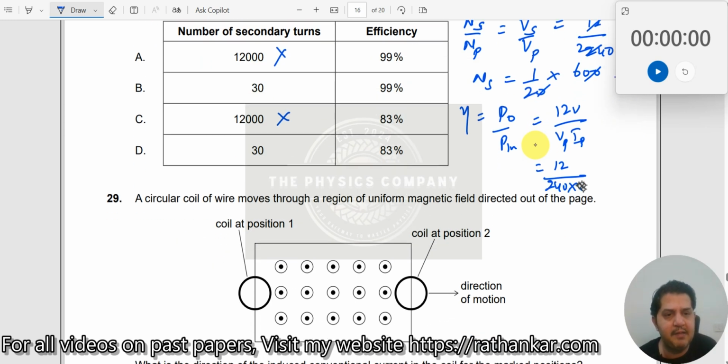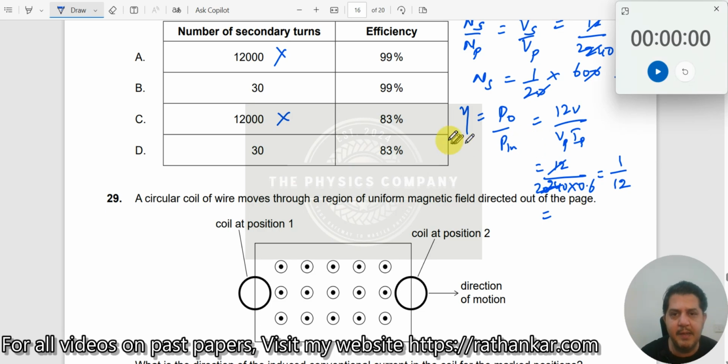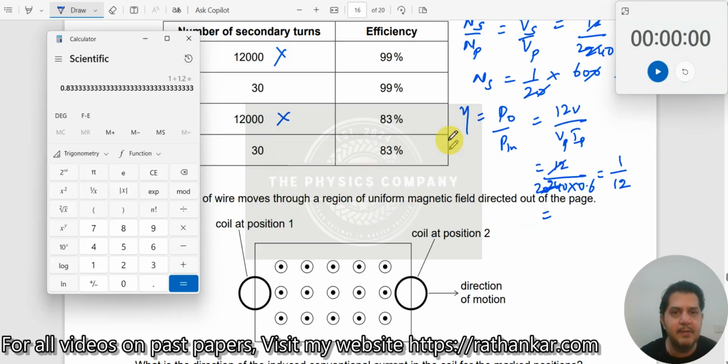240 multiplied by 0.6. So how much will this be? 12 ones are 12, 20s are 20 into 0.6 should be 2 into 6, which is 1 by 12. Okay, what is 1 by 12? So let us find out what it is. 1 by 12 on my calculator. Okay, so 1 divided by 12 should be 0.0833, right?